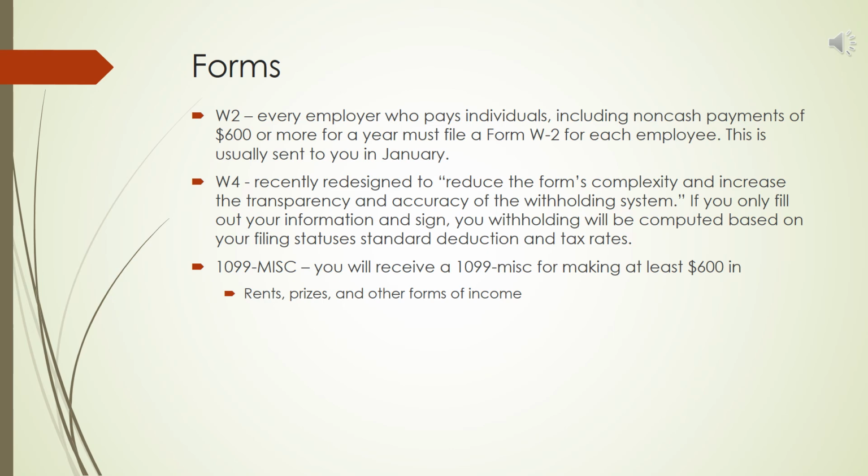Forms. The W-2. Every employer who pays individuals, including non-cash payments of $600 or more for a year, must file a Form W-2 for each employee. This is usually sent to you in January. The W-4. It was recently redesigned to reduce the form's complexity and increase the transparency and accuracy of the withholding system. If you only fill out your information and sign, your withholding will be computed based on your filing status as standard deduction and tax rates. 1099 miscellaneous. You receive a 1099 miscellaneous for making at least $600 in rents, prizes, and other forms of income.